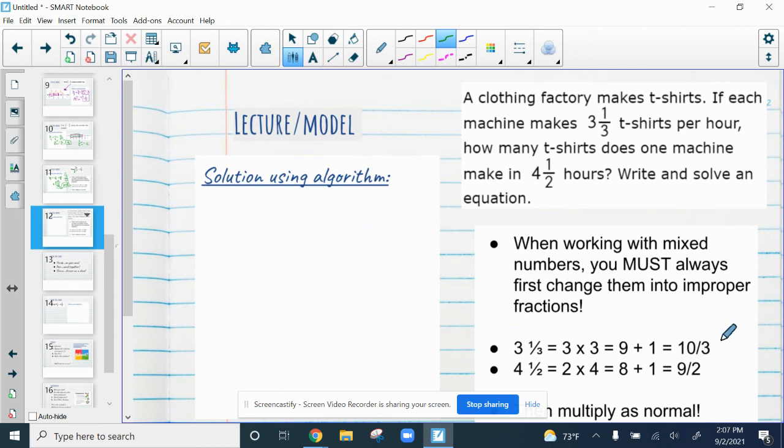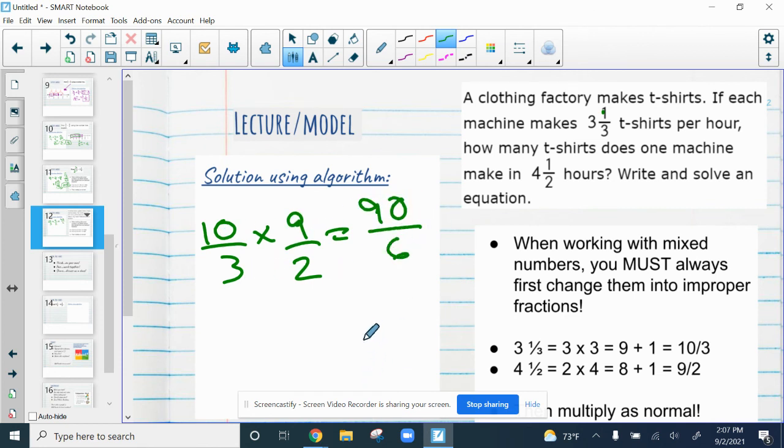As you can see down here, I have first changed my mixed numbers into improper fractions. 10 over 3, because 3 times 3 is 9, plus 1 is 10, and then our denominator was 3. 4.5: 2 times 4 is 8, plus 1 is 9/2. 10 over 3 times 9 over 2. 10 times 9 is 90. 3 times 2 is 6.